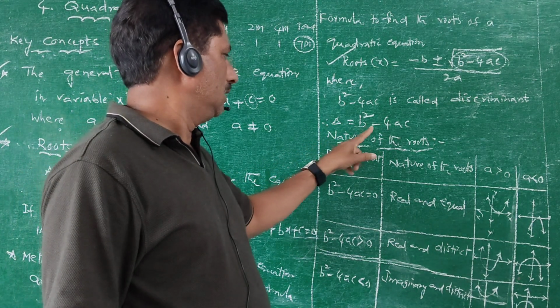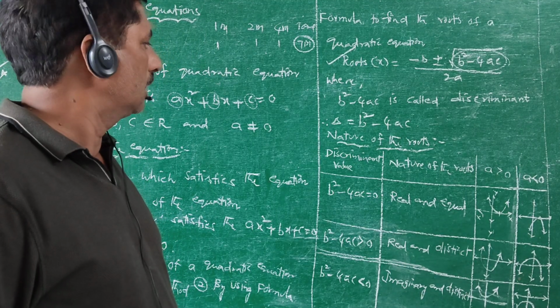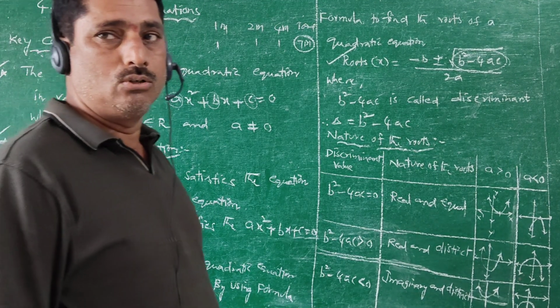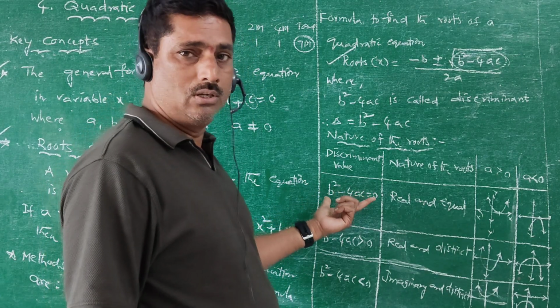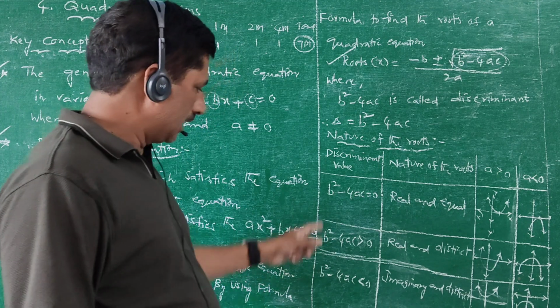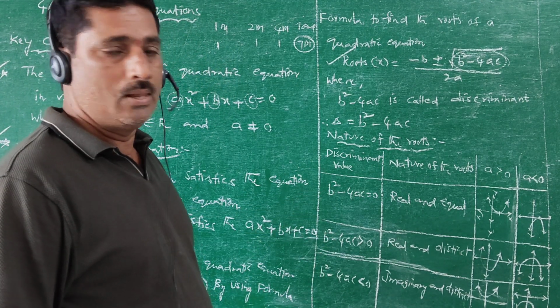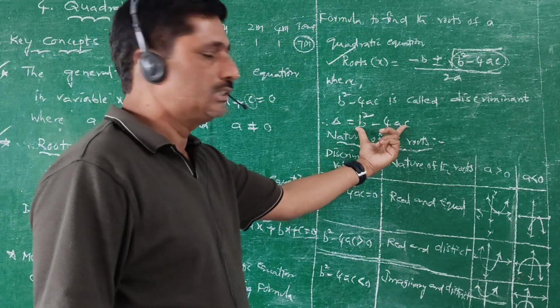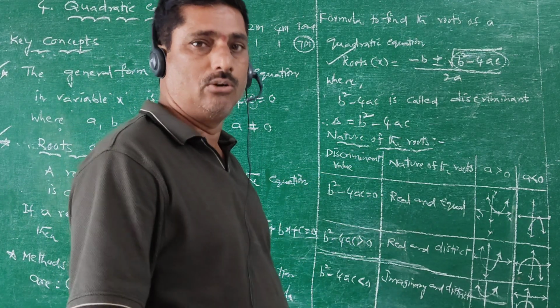So this delta is nothing but b square minus 4ac, which is called the discriminant, right? So we can say the nature of the roots, without finding the roots, by using the discriminant. Suppose I gave it in a table like here, the discriminant value. I have to compare this value b square minus 4ac to 0, right?